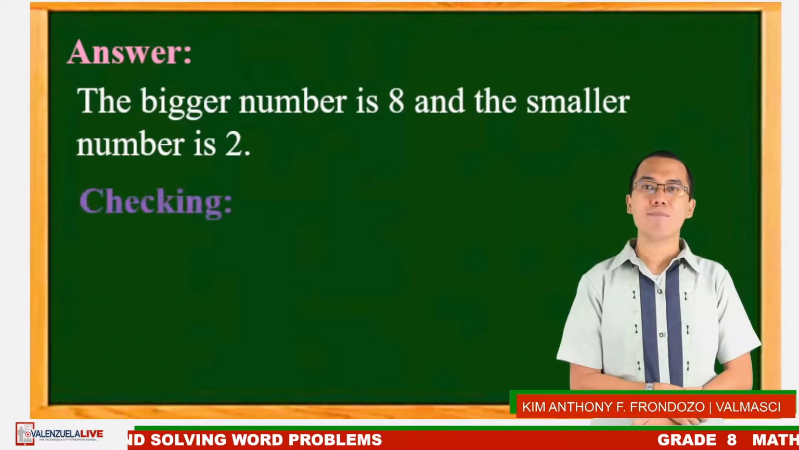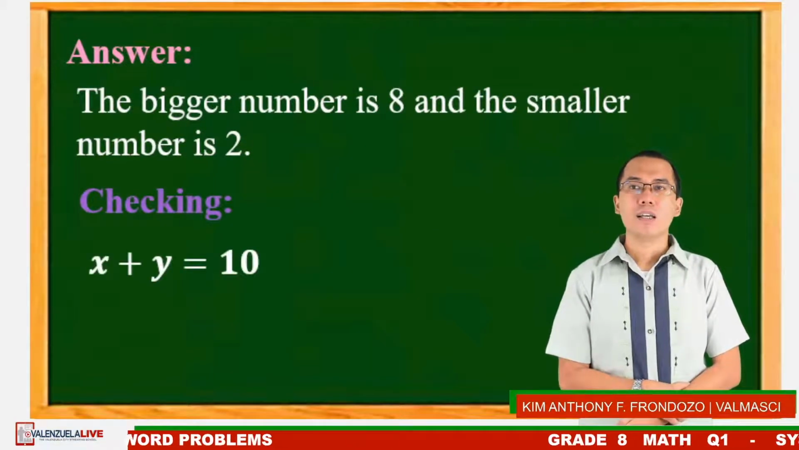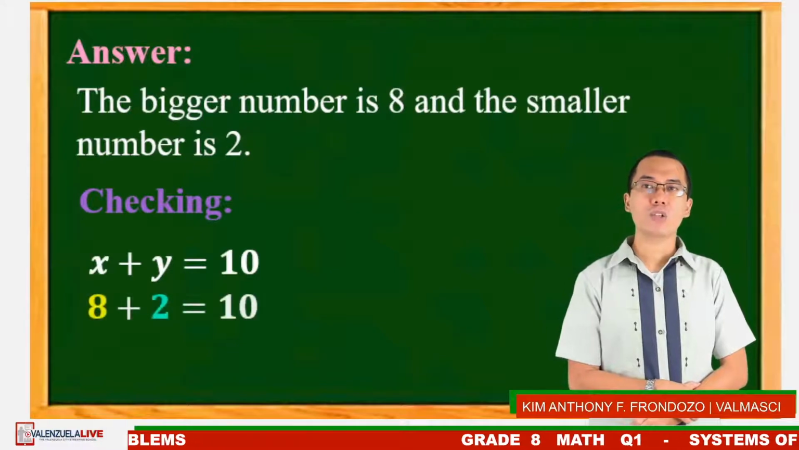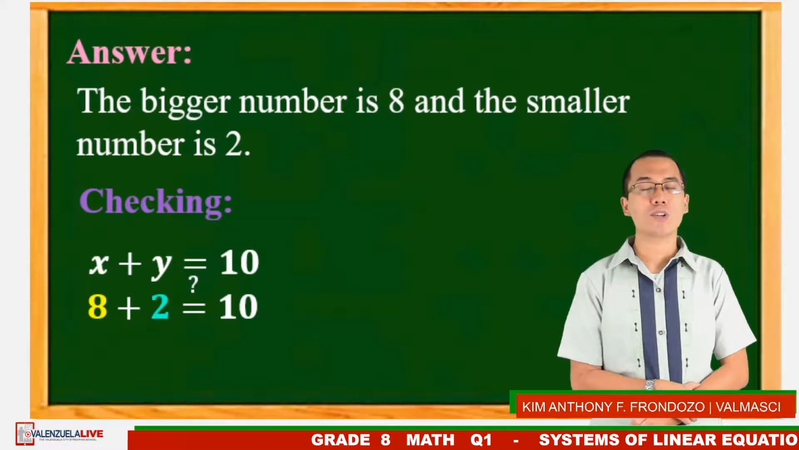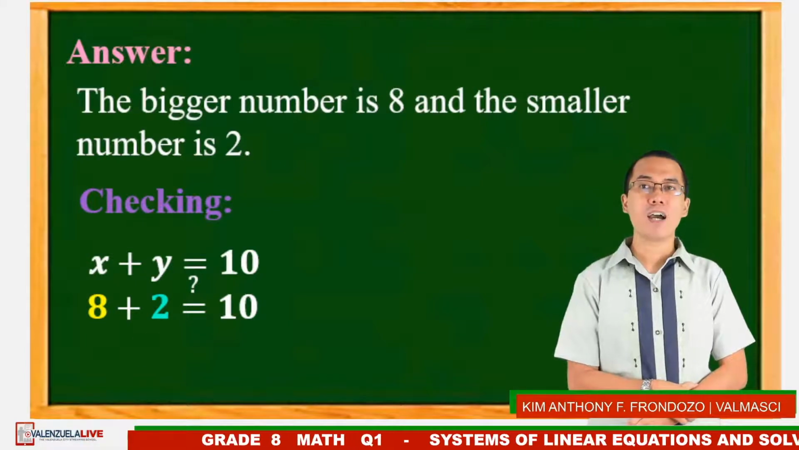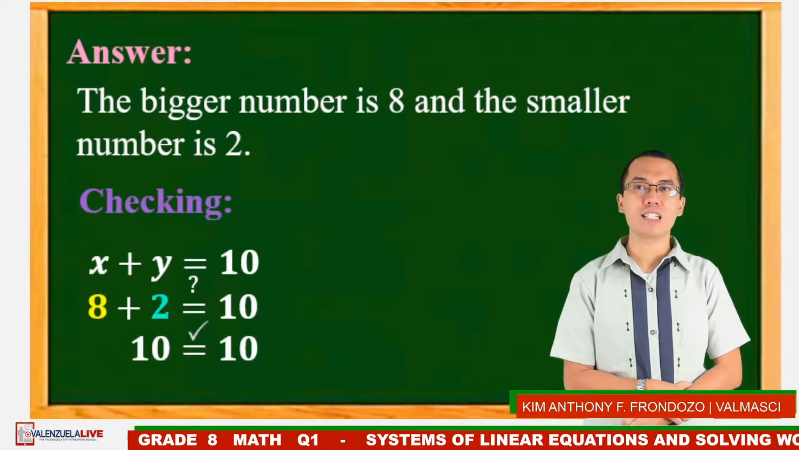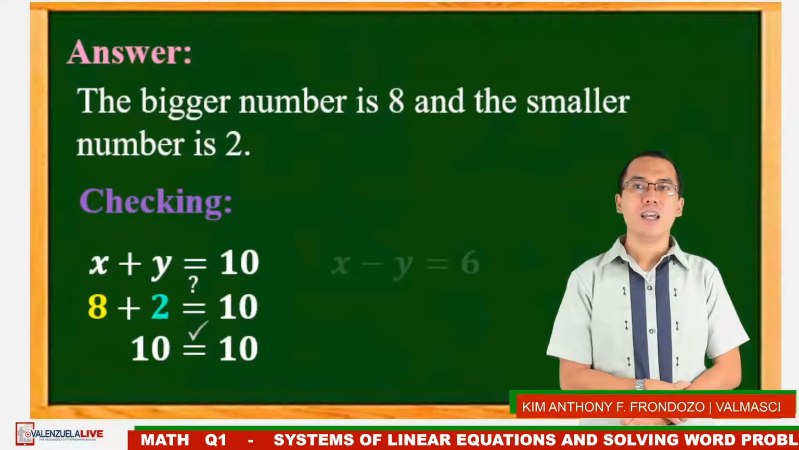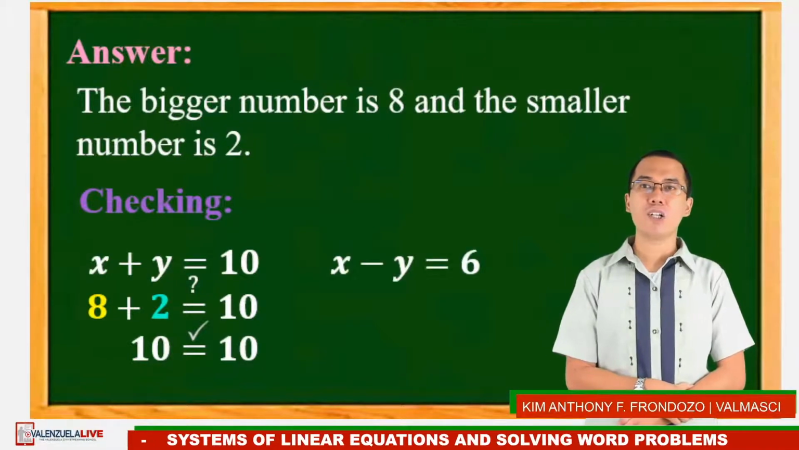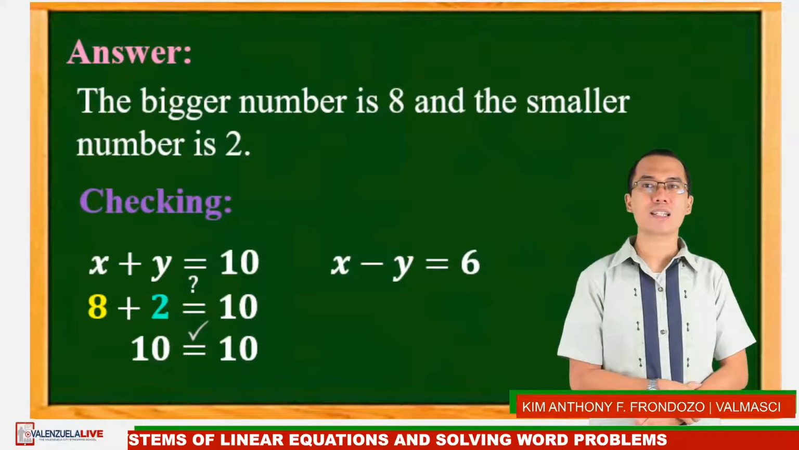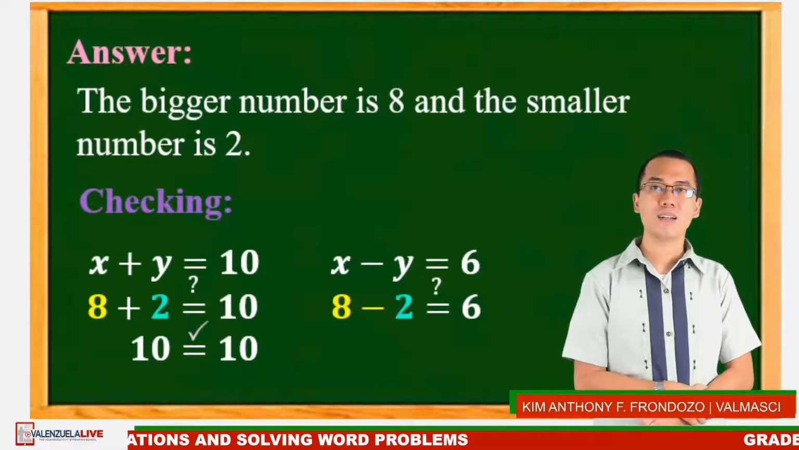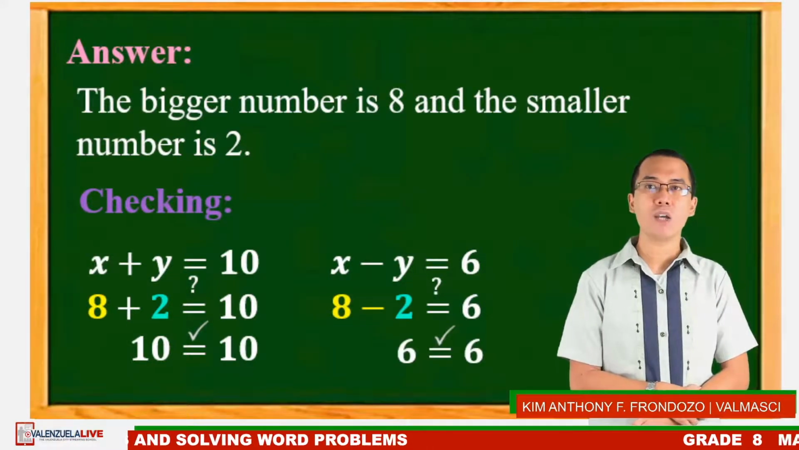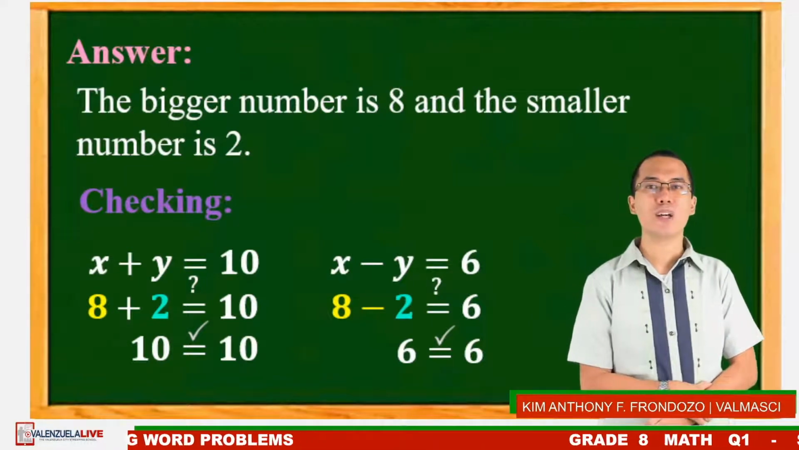Let's have the checking. Is x plus y equal to 10? So is 8 plus 2 equal to 10? By simplifying, we know that 10 is equal to 10. For the other equation, x minus y is equal to 6, we'll have 8 minus 2. Is that equal to 6? By simplifying, we'll have 6 equal to 6.